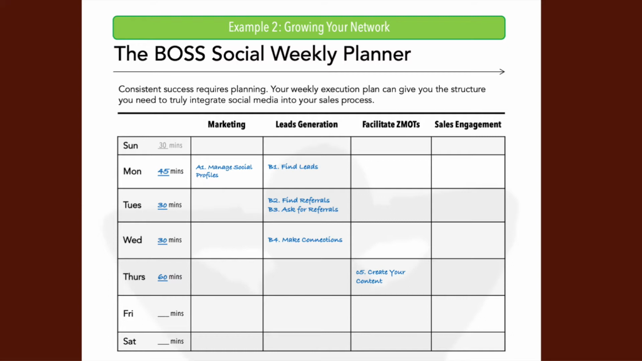I think that one's important. You just have to do that one every week. But then we've got some items for the leads generation, right? Finding leads, finding referrals, asking for referrals, making connections. And then also in this one, we're going to be creating content. So you're actually spending a little bit more time on Thursday to create some content.